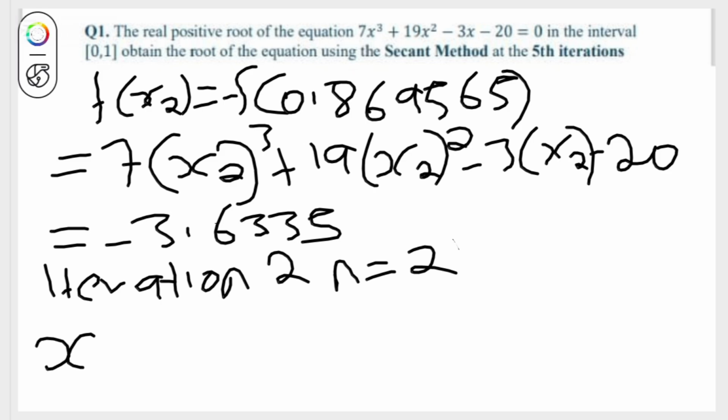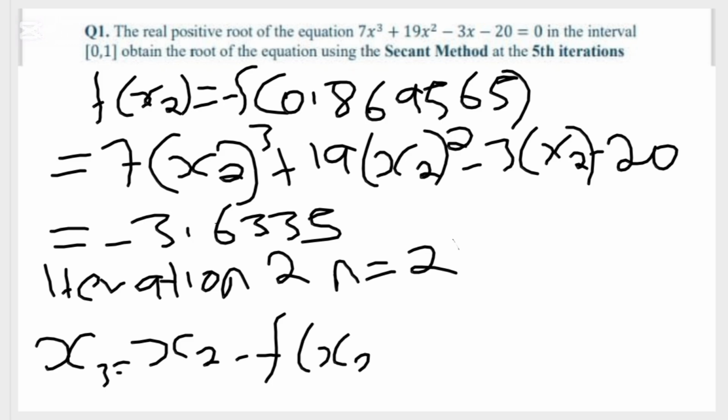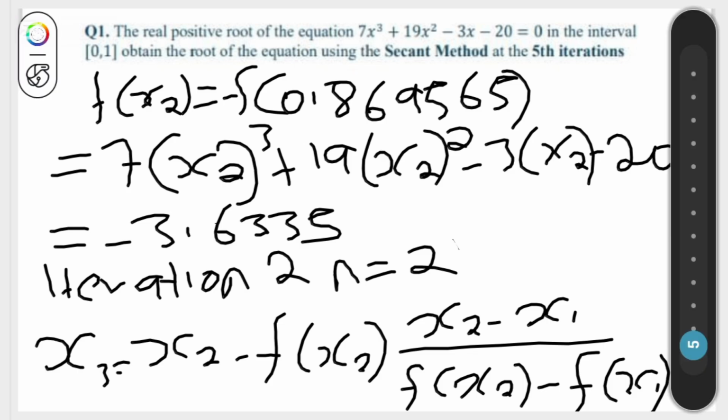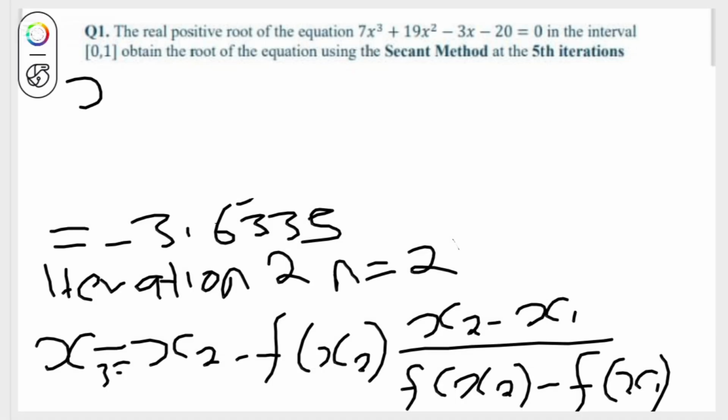So the x of 3 should now become x2 minus f of x2, multiplied by x2 minus x1, divided by f of x2 minus f of x1. So I have to substitute. So the value of this x3 should now be equal to, what will be the x2? Our new x2 will be 0.8.